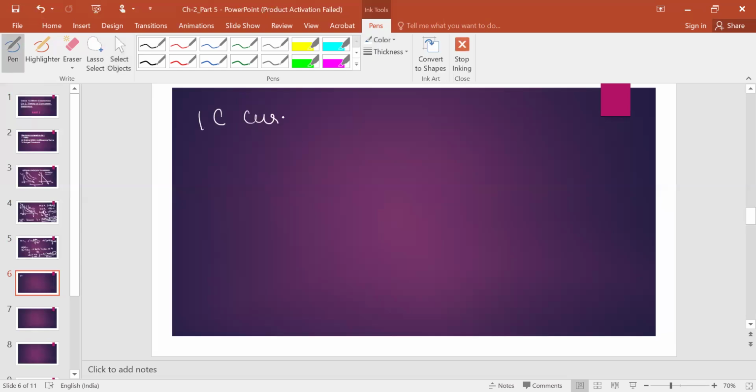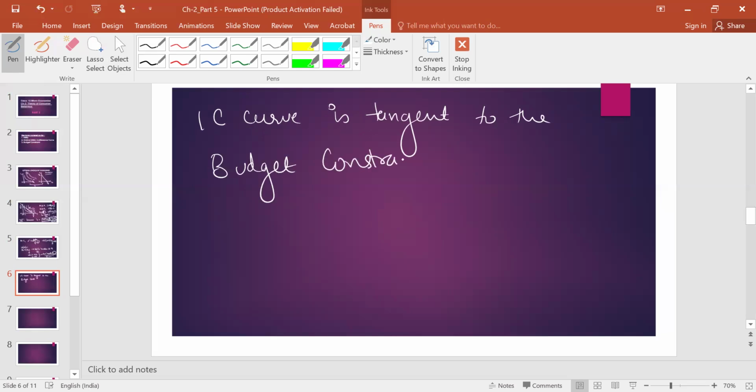The indifference curve is tangent, right, to the budget constraint. That becomes our optimal choice for the consumer. Understood?